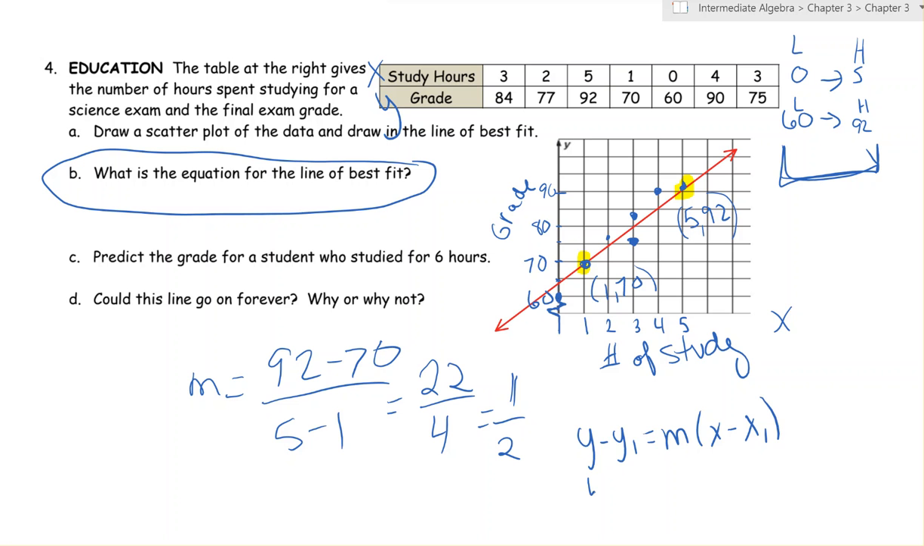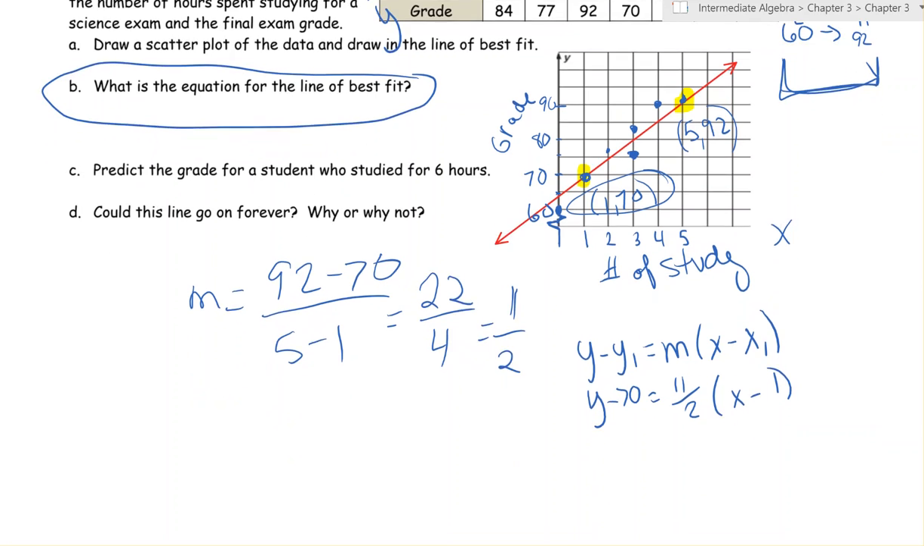And we're going to plug in our slope. And the point that I'm going to use is (1, 70). That's a nice number to use. So 11 halves, and I'm going to do x minus 1. And again, I'm going to make this into slope-intercept form, so I can check it against my line to make sure it makes sense.